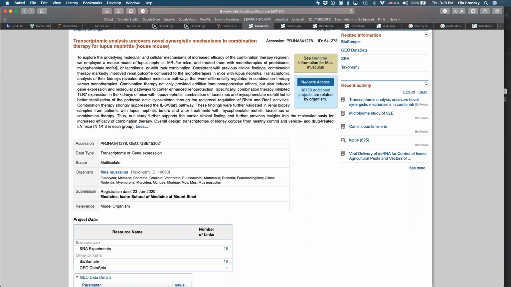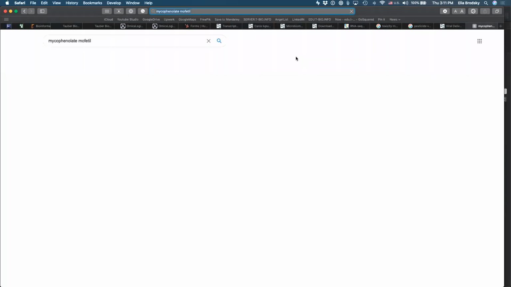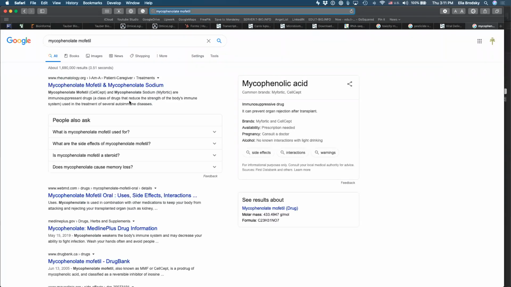Where are they? Okay, so let's take this one, right? And just to understand, at the molecular level, what exactly is the type of this treatment that we are talking about? So let's just look this up. Okay, so these are immunosuppressant drugs, right? So they actually reduce the strength of the body's immune system, right? And they are treatments of several autoimmune diseases.